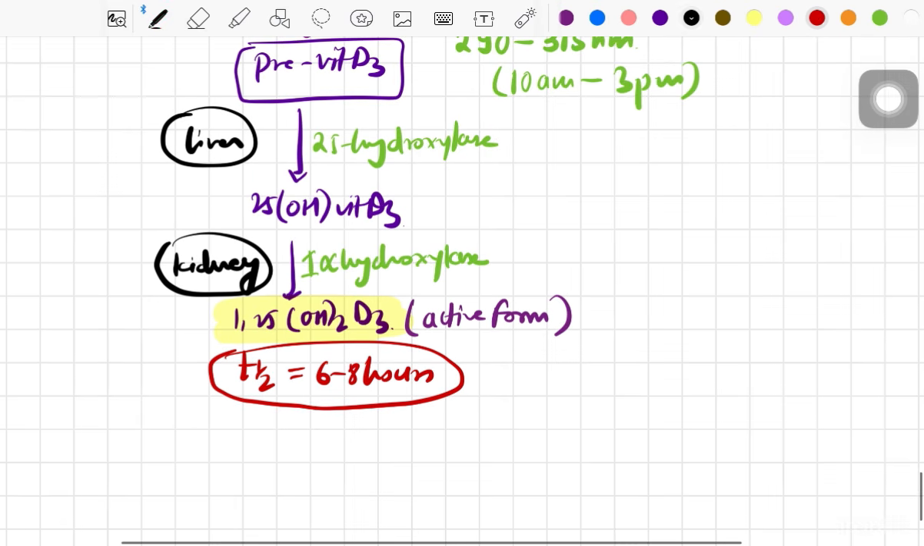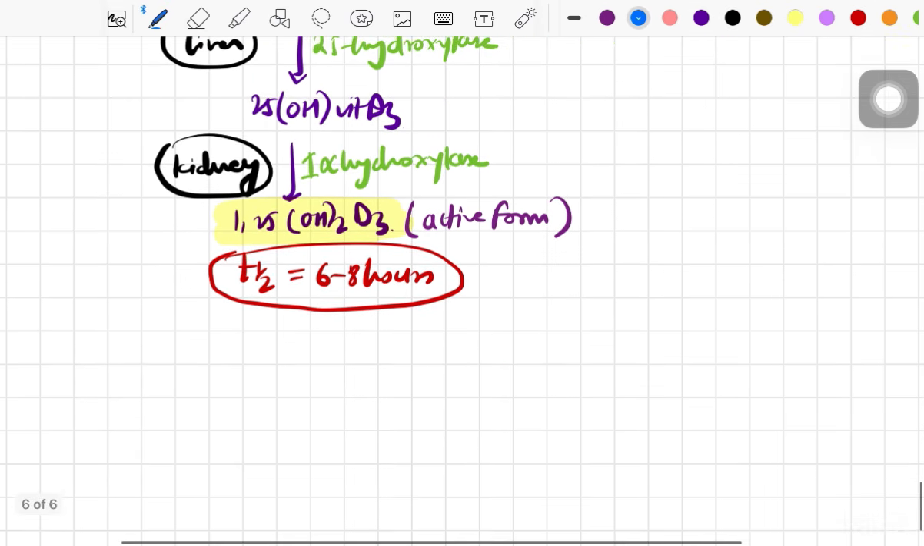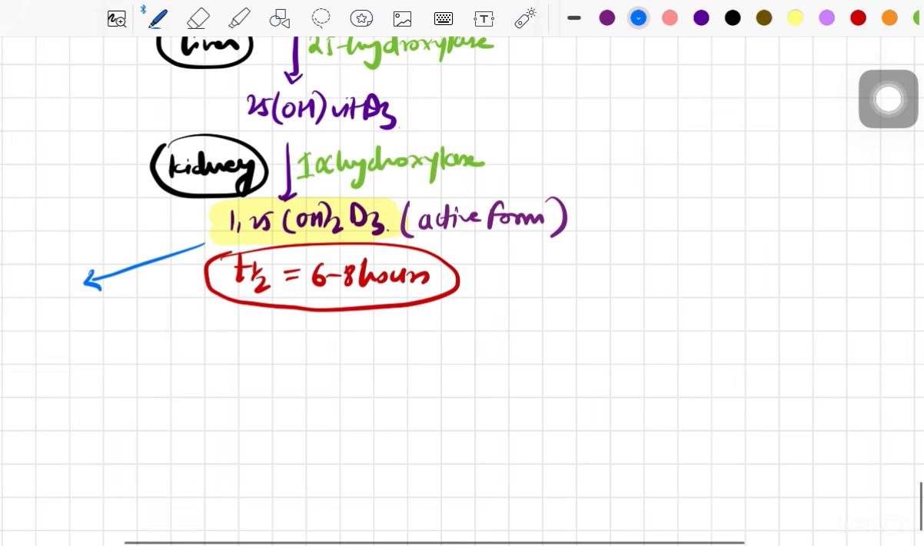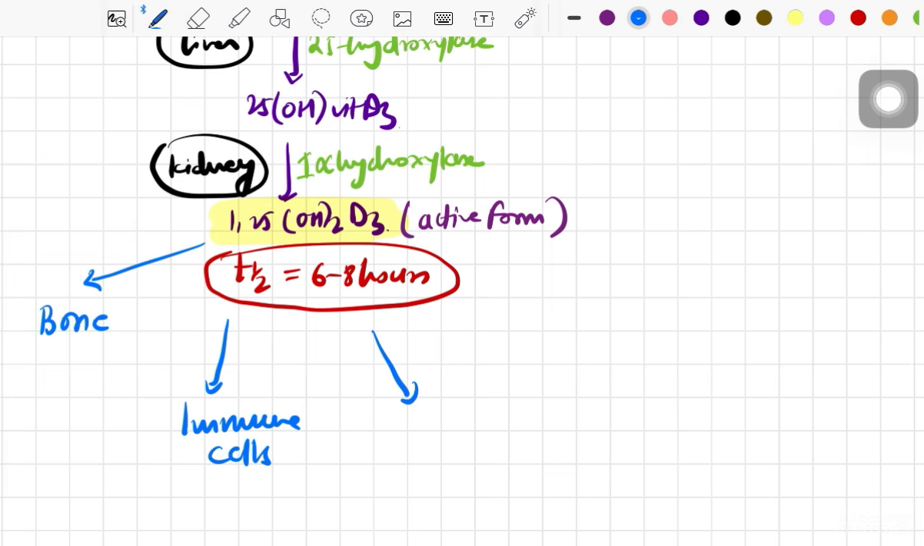After formation of its active form, this vitamin D3 goes and activates other cells in the bone, it helps immune cells to build immunity, it goes into the liver, and the rest of it is inactivated or excreted.